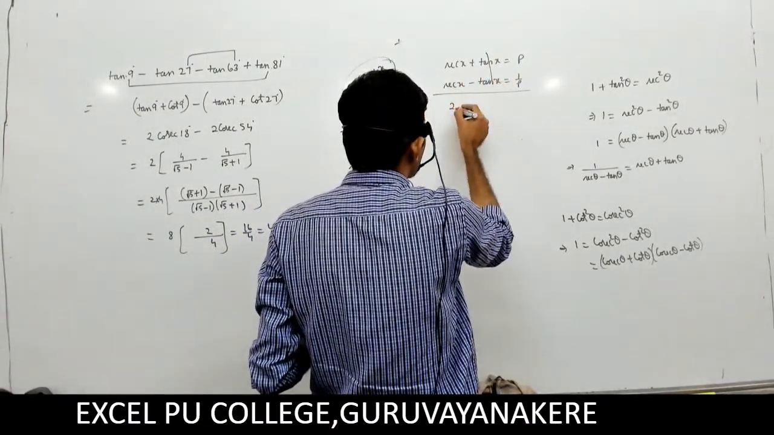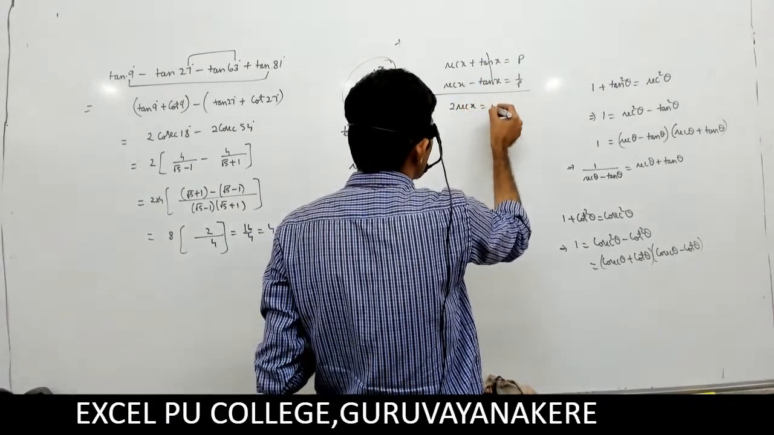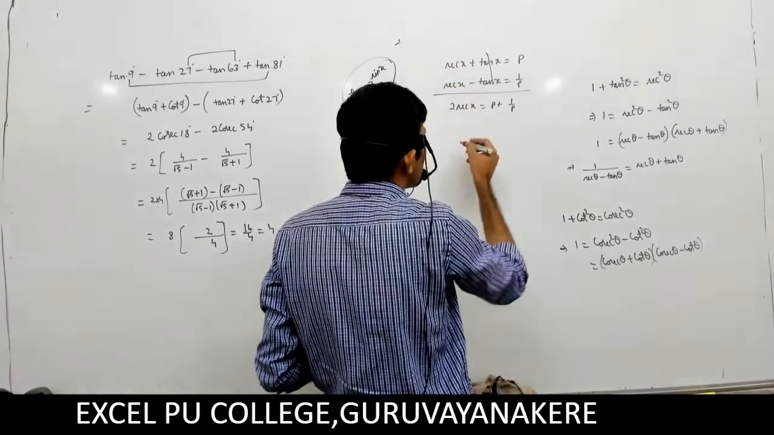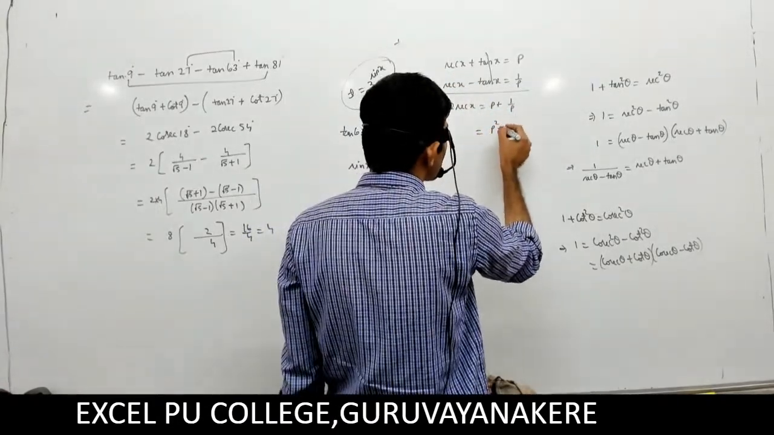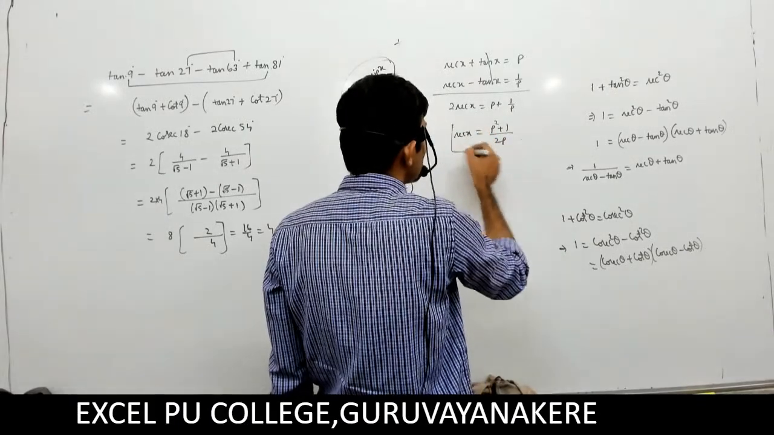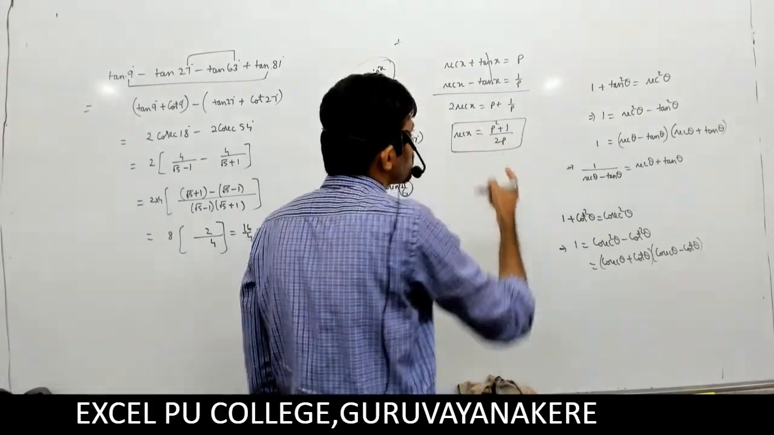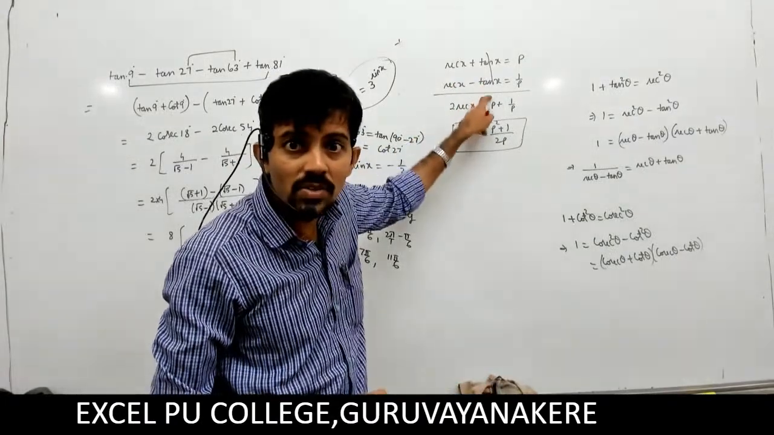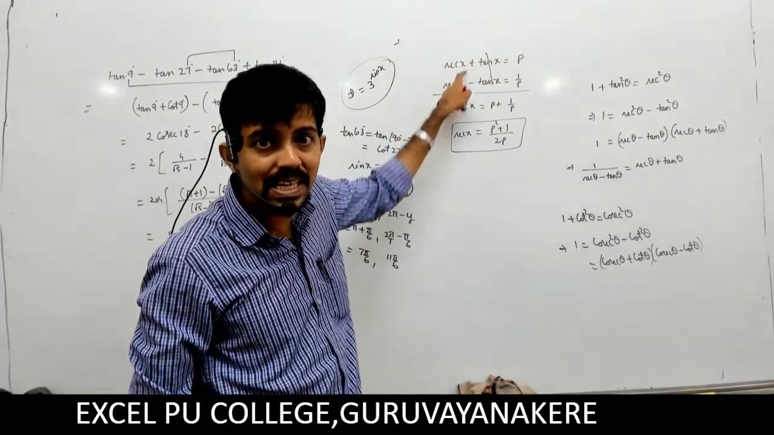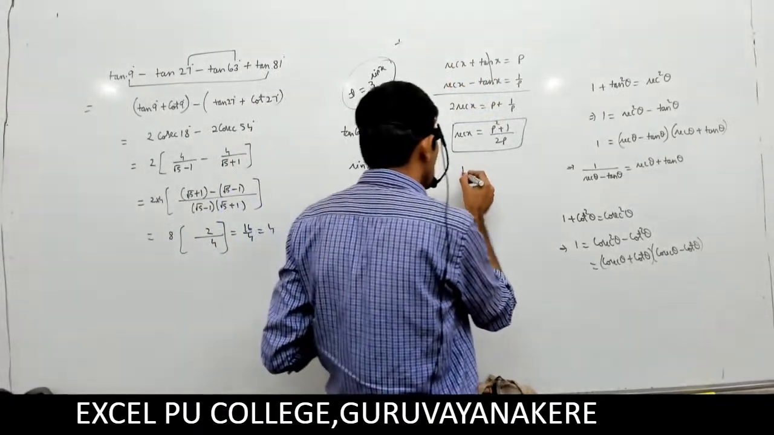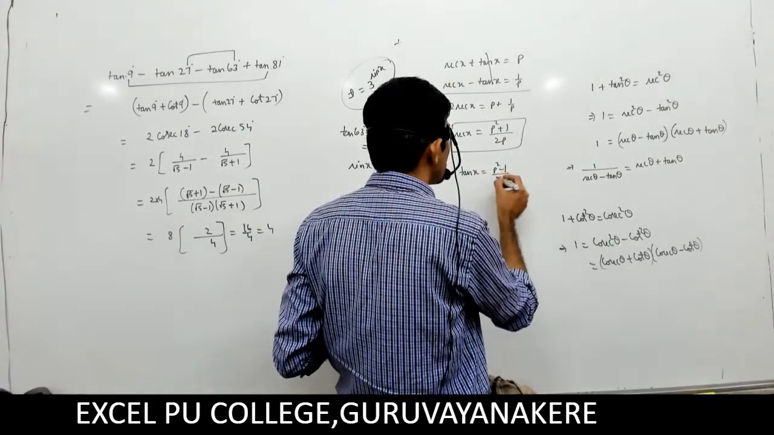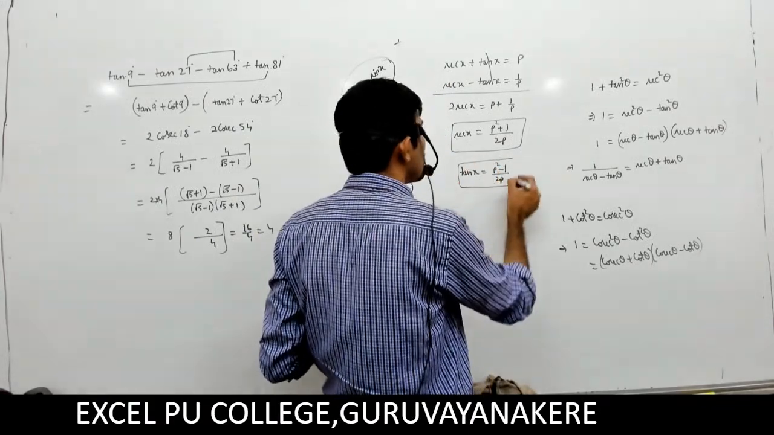Adding these two, tan cancels. What you get is 2 times secant x is equal to p plus 1 by p, so this is p square plus 1 divided by 2p. Taking LCM and simplifying, secant x is p square plus 1 by 2p. If you subtract the two equations, secant x minus secant x cancels, and we get tan x equal to p square minus 1 by 2p. Correct?